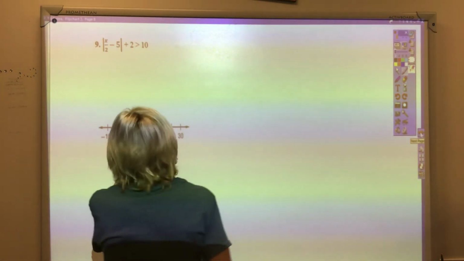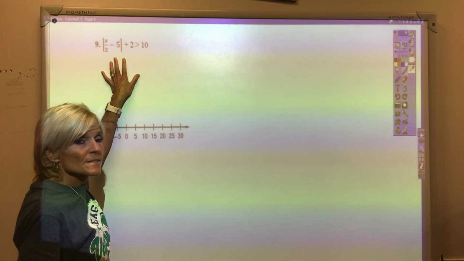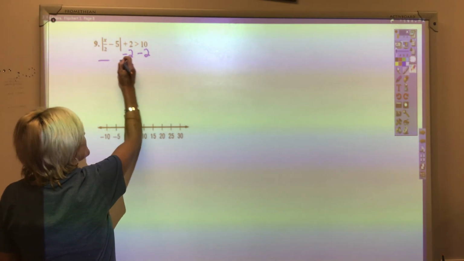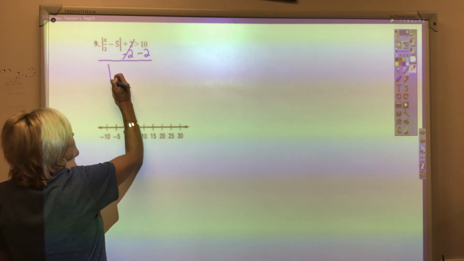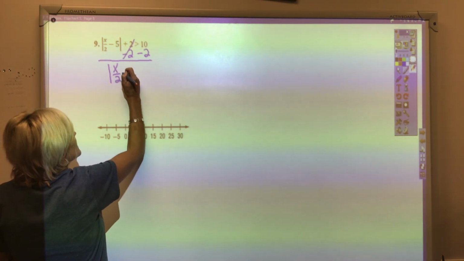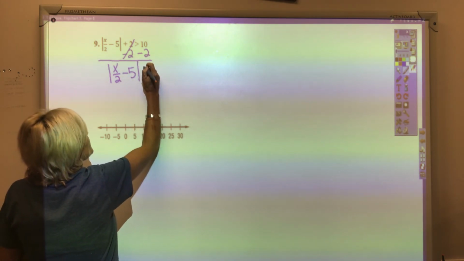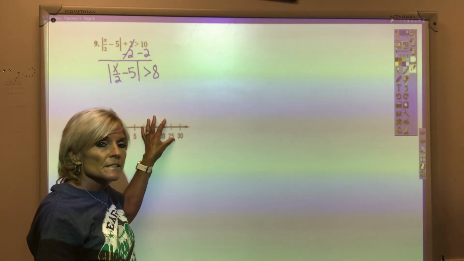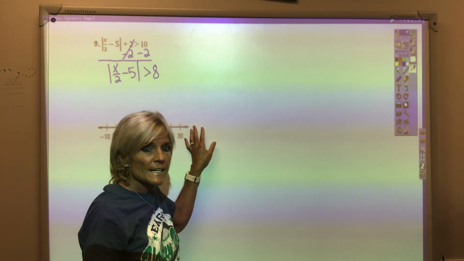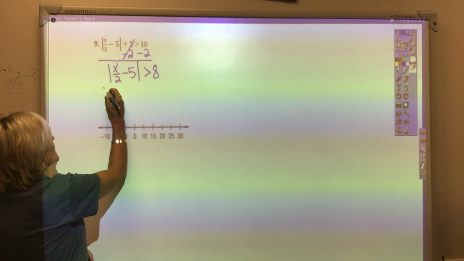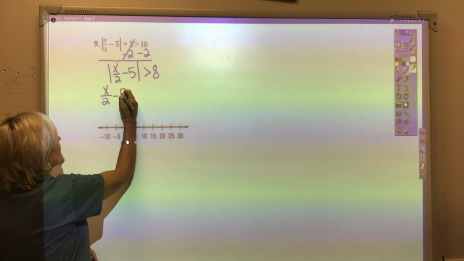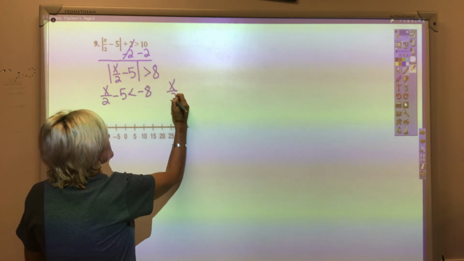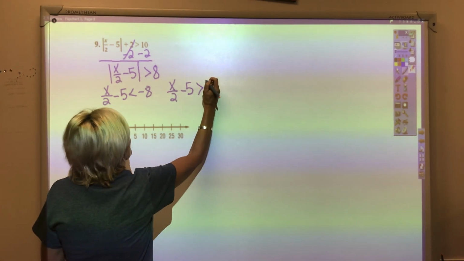Okay. On this one, this example, we've got to get the absolute value by itself to start with. So we're going to start by subtracting 2 and then just rewriting it with the absolute value. So we'll have the absolute value of x over 2 minus 5 is greater than 8. So if the absolute value is greater than 8, the absolute value will also be less than negative 8. So I will have x over 2 minus 5 is less than negative 8, and x over 2 minus 5 is greater than 8.